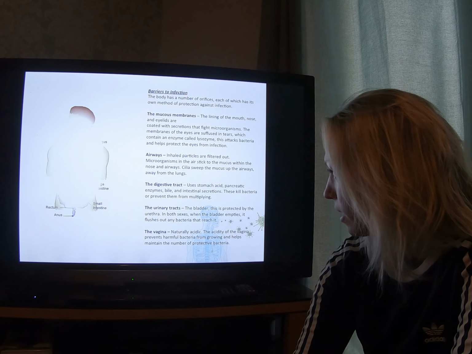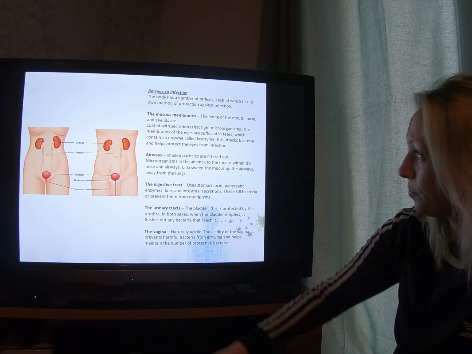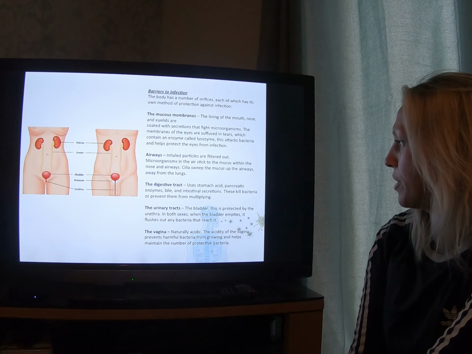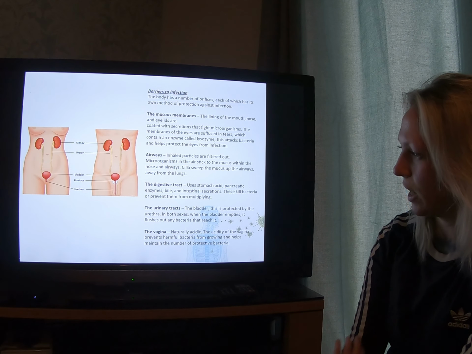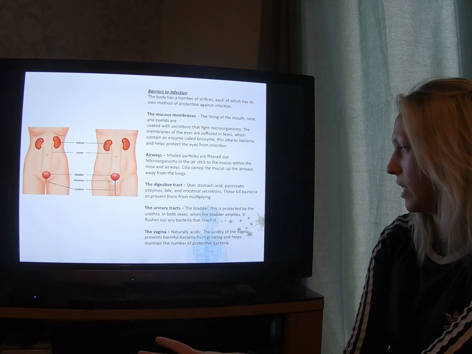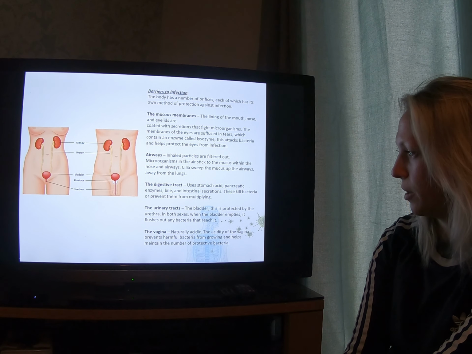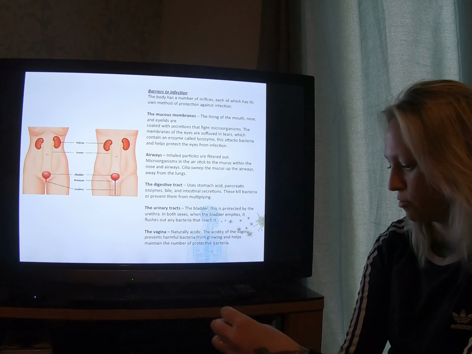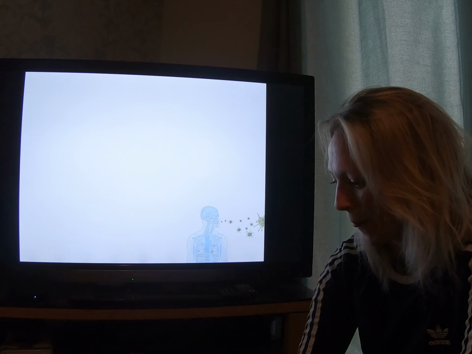Then you've got the urinary tracts. The bladder, both in male and female, is protected by the urethra. When the bladder empties, it flushes out any bacteria that reach it. In women, the vagina is naturally acidic. The acidity of the vagina prevents harmful bacteria from growing, and it helps maintain the number of protective bacteria.